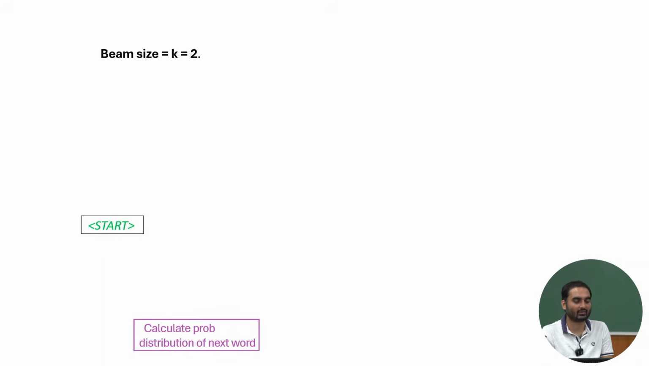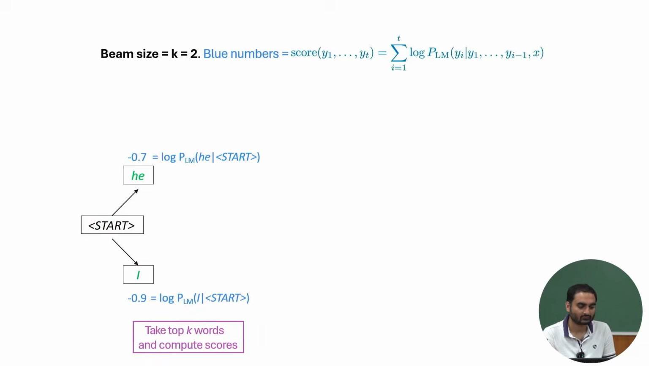Now let's look at an example. This is an example of a beam search of size 2. I start with this special token, start. This is the decoding stage, inference time, not the training time. Remember this. Let's say the value of k is 2. So I have generated two tokens, I and he.